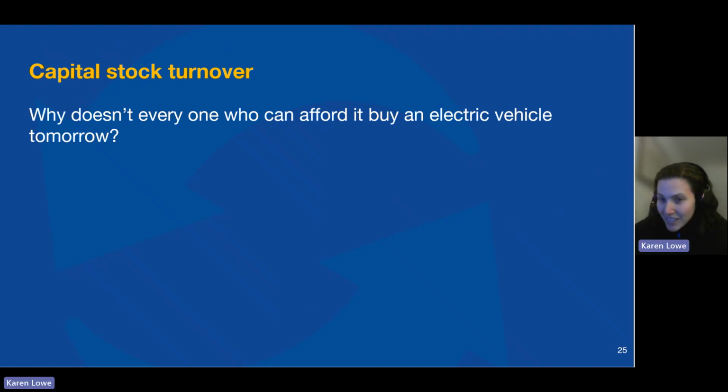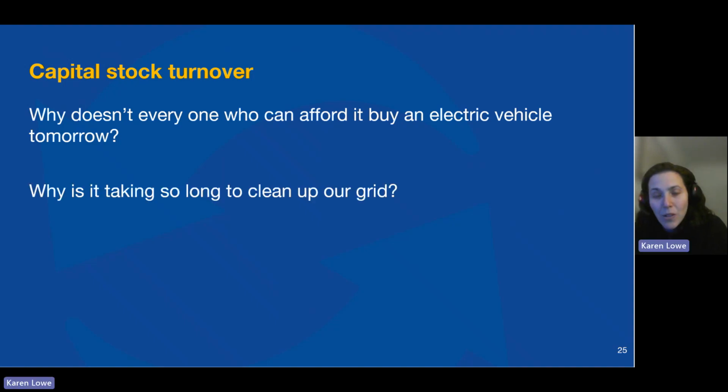I'm going to pose another question. Why is it taking so long to clean up our grid? And of course, I'm talking about our electrical grid, which is being powered currently mostly by coal, but other fossil fuels. And we keep talking about renewable energy. We have all these nice forms of it, like solar and wind. Why is it taking so long to get it put in place?